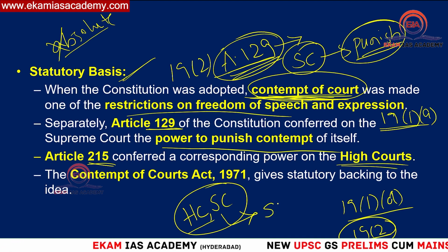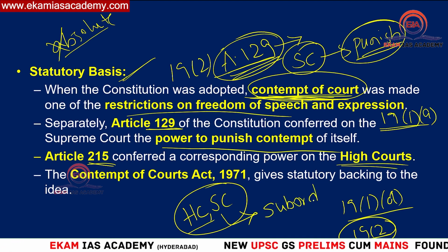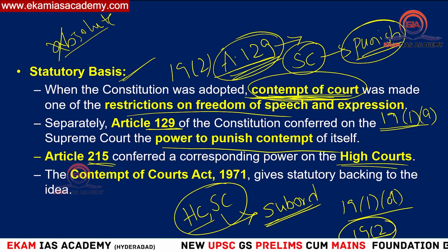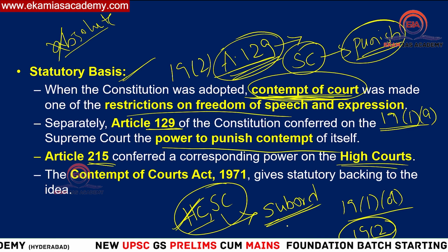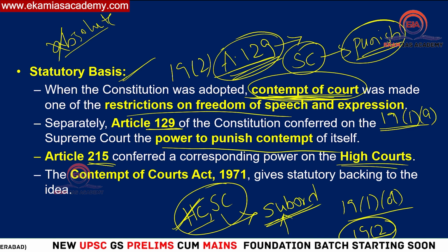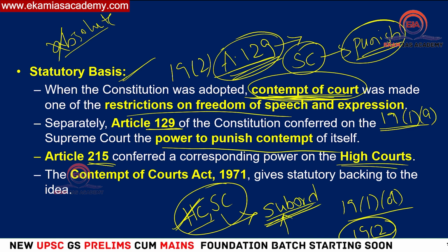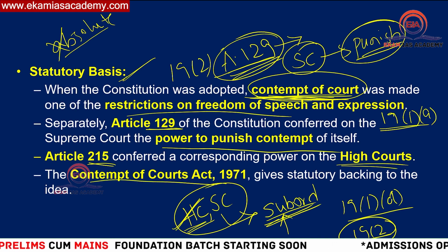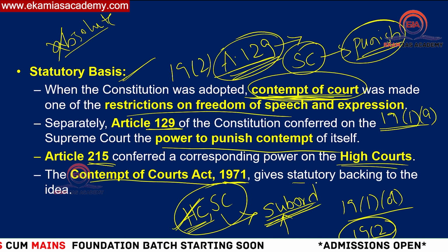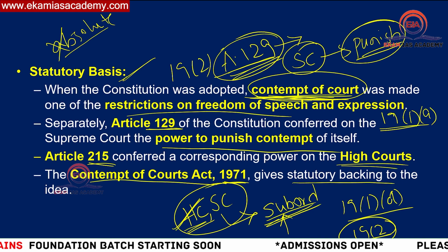And coming to the subordinate courts, a subordinate court doesn't have the power to issue contempt proceedings. Those are there with the High Court itself. That means, if any contempt proceeding has to be issued in terms of a subordinate court, that can be done by the High Court only. Subsequently, the Contempt of Courts Act was enacted to give statutory backing to this idea.